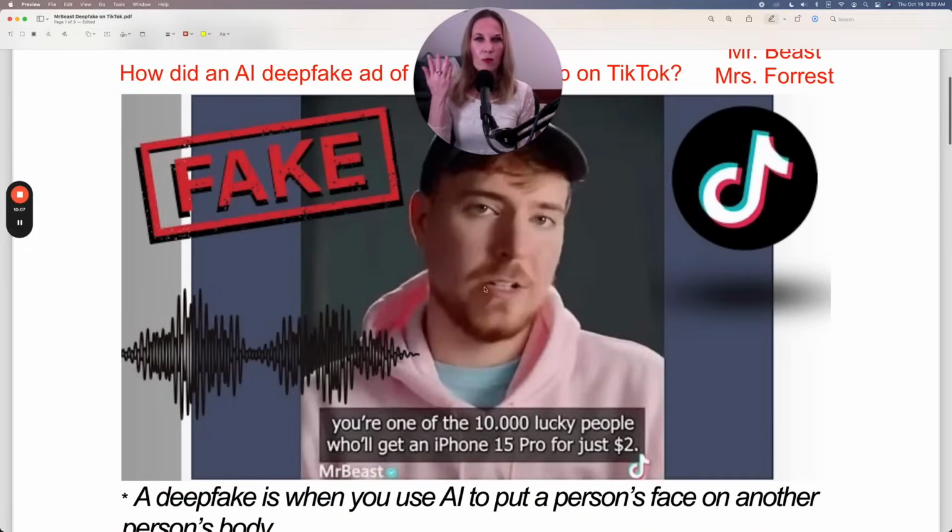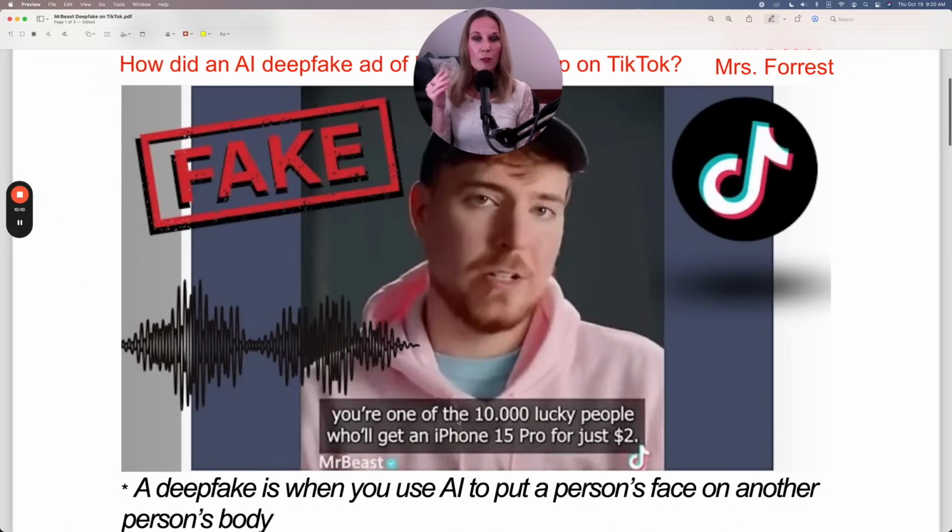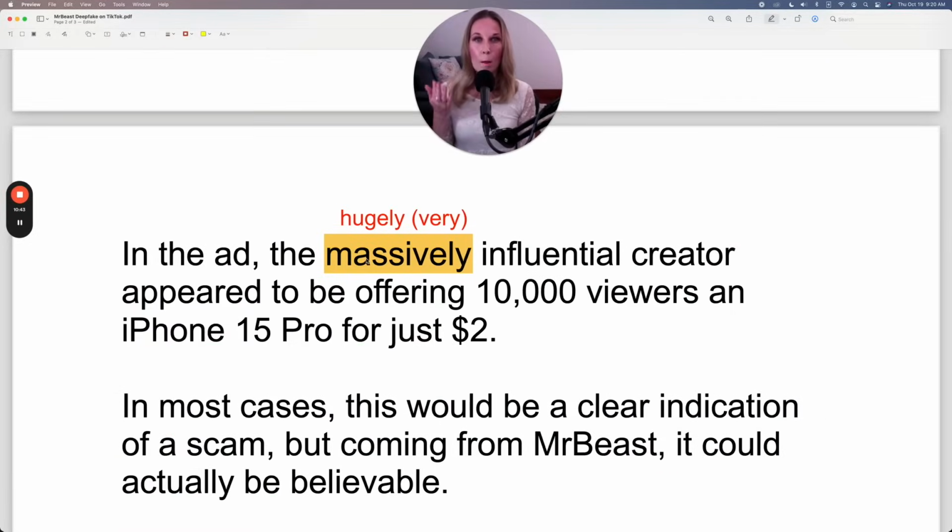So that's what this ad said. If you're one of the 10,000 lucky people who will get an iPhone 15 Pro for just $2. Massively is a more advanced way of saying very or hugely as an adverb. The massively influential creator appeared to be offering.